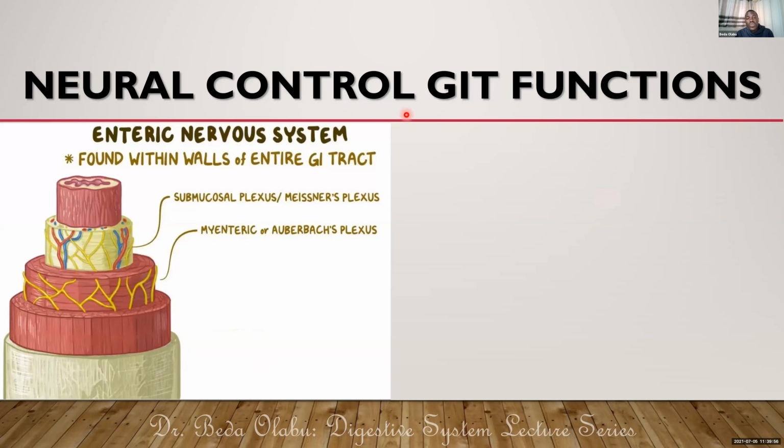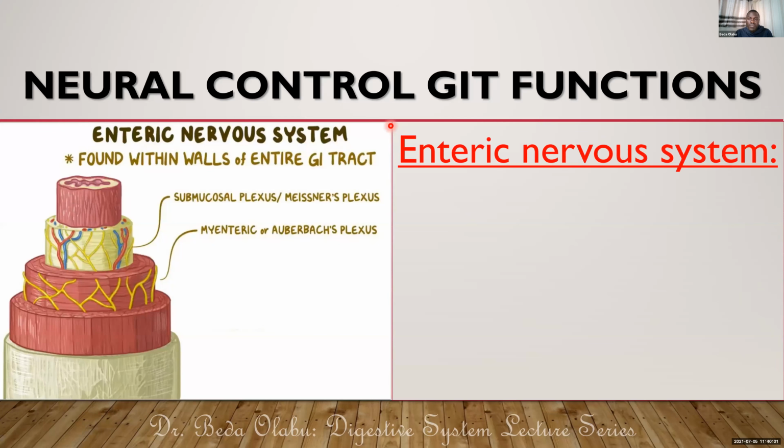Let's finish the neuronal control of the GIT function. So the GIT is controlled by the enteric nervous system. There are two nerve plexuses within the wall of the GIT, the submucosal plexus, which is also called the Meissner's plexus. It is located in the submucosa. That's why we call it submucosal plexus. The submucosal plexus is responsible for controlling GIT secretions, both endocrine and exocrine secretions.